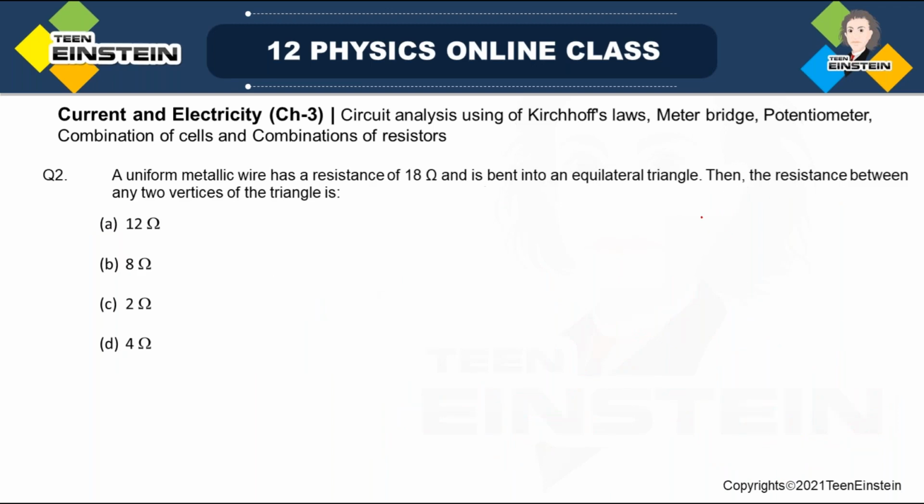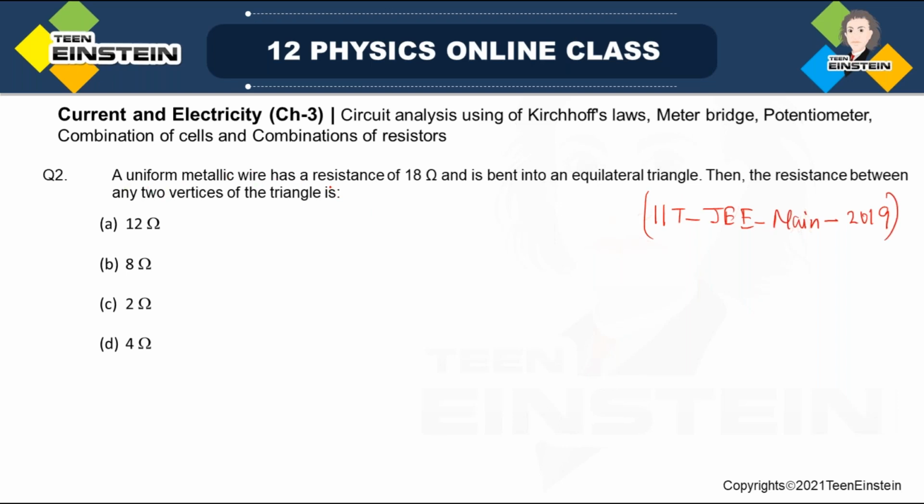So this is also from IIT JEE Main 2019. All right, let us read this problem.